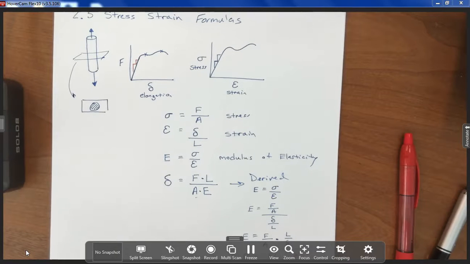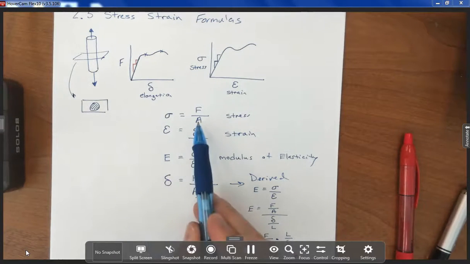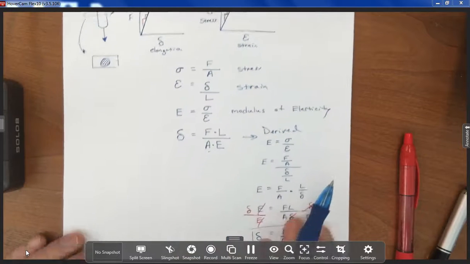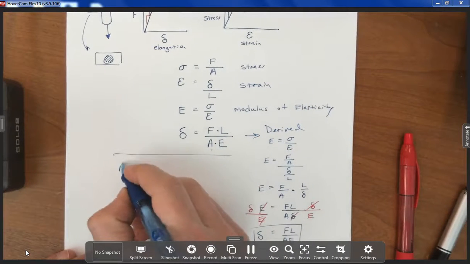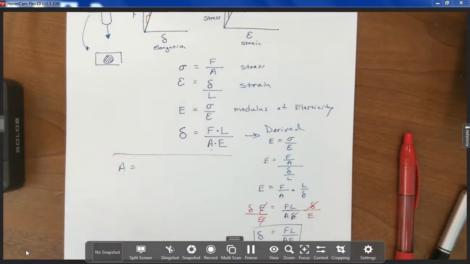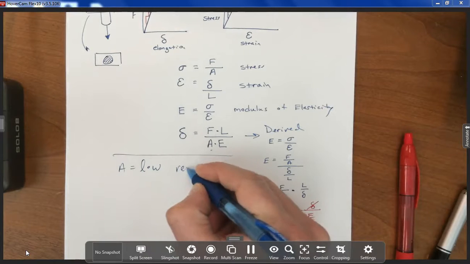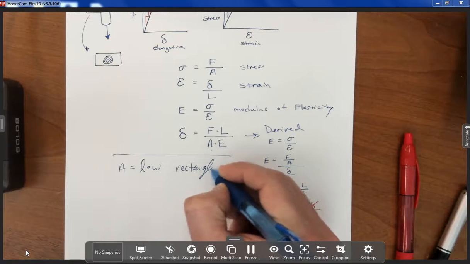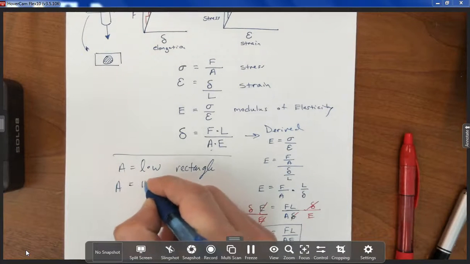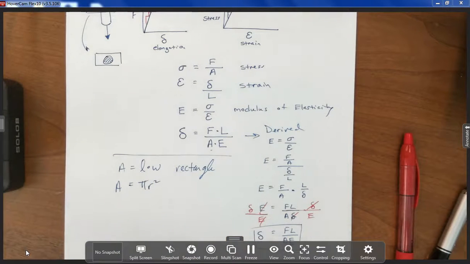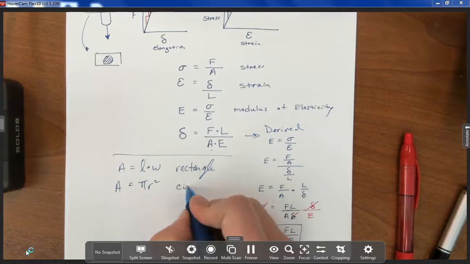The one in there that is going to change a little bit is capital A, the area. So do note that you may need some area formulas. Common ones would be a rectangle, length times width. That one gets used a lot. And the other common one here is pi r squared, which is the area of a circle.